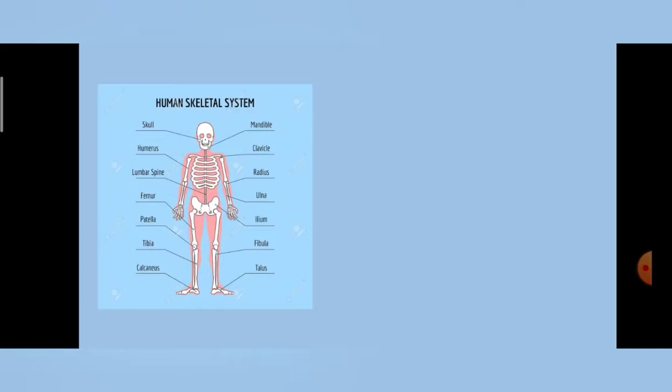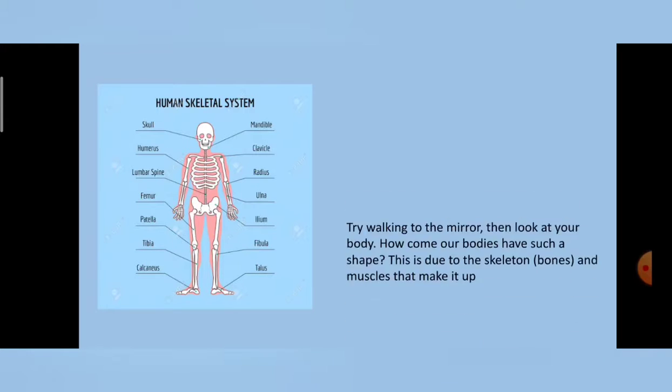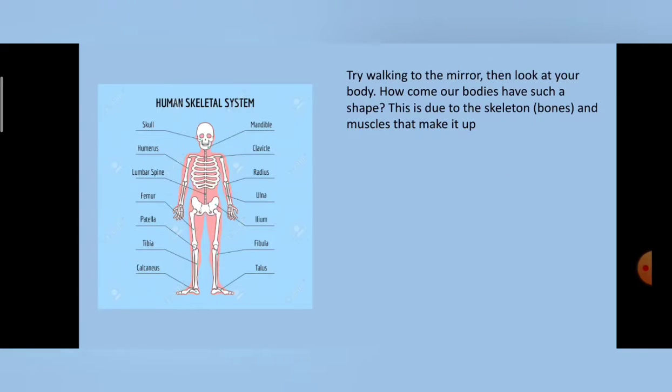The human skeletal system consists of these parts: skull, humerus, lumbar spine, femur, patella, tibia, calcaneus, mandible, clavicle, radius, ulna, ilium, fibula, and talus. Okay, try walking to the mirror, then look at your body. How come our bodies have such a shape? This is due to the skeleton or bones and muscle that make it up.